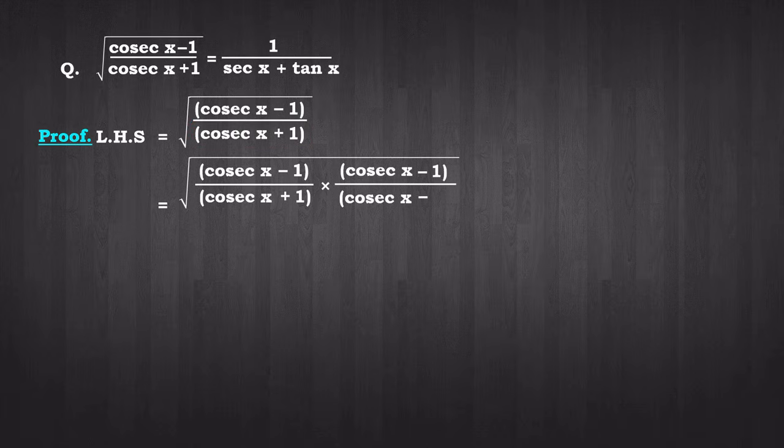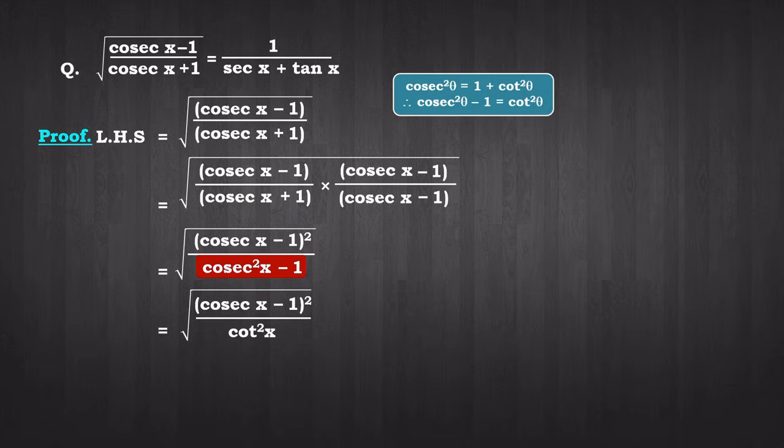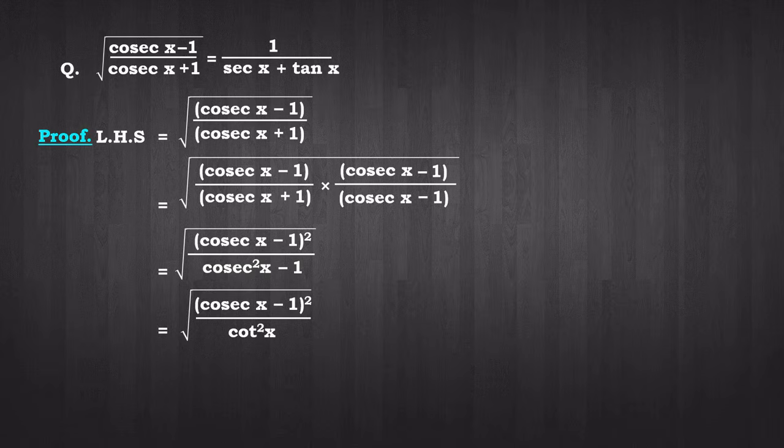Now use the identity: cosecant squared theta is equal to 1 plus cotangent squared theta. Therefore, cosecant squared theta minus 1 is equal to cotangent squared theta. Substitute this into the denominator. The expression becomes square root of (cosecant x minus 1) the whole squared, divided by cotangent squared x. Taking the square root, we get (cosecant x minus 1) divided by cotangent x.